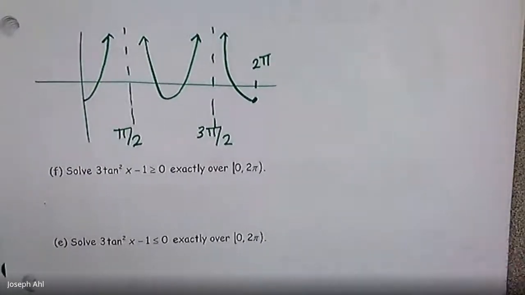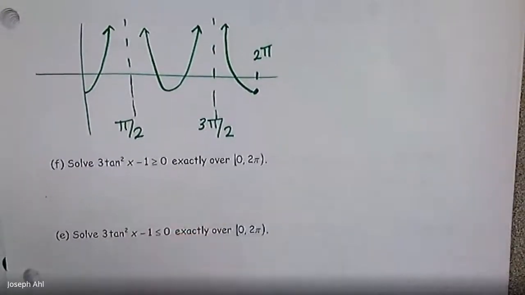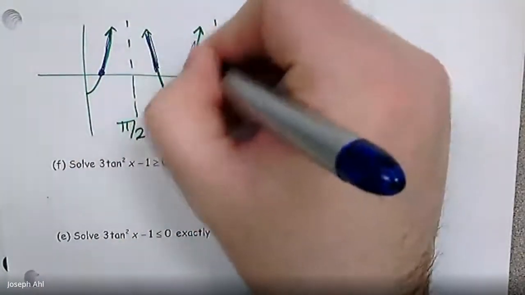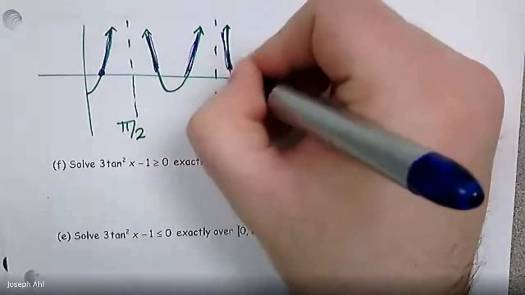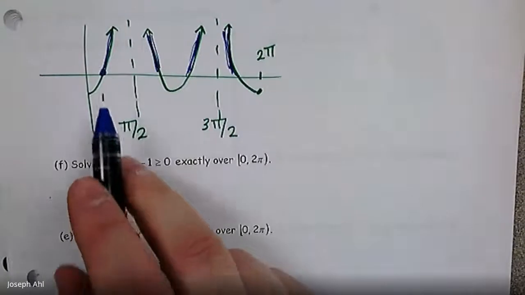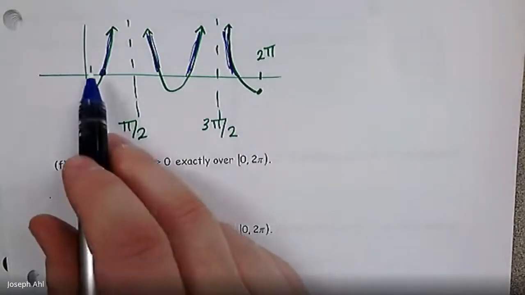Okay, so why does that affect what I'm going to do in the next two parts? Well, when you do the inequalities, you're going to have to think about where those asymptotes are. So where is the graph greater than or equal to 0? It's where it's positive, which is here, here, here, and there. Those four pieces. It's greater than or equal to, so I can include the solution.